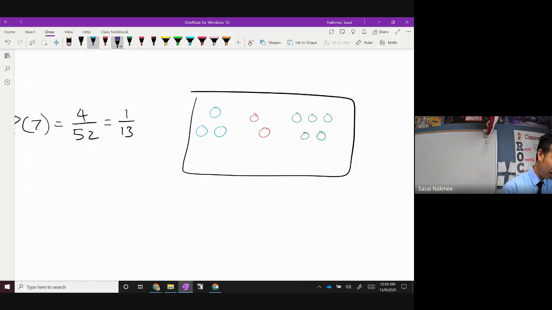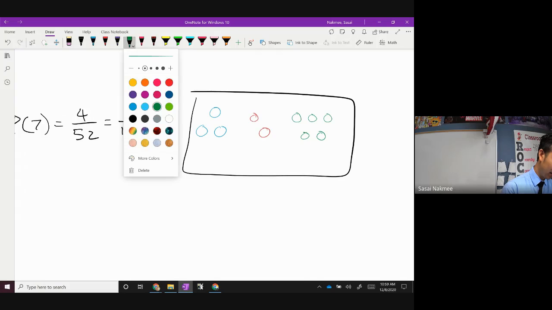Give me a second here. I'm going to change the thickness of these pens because they look a little skinny.